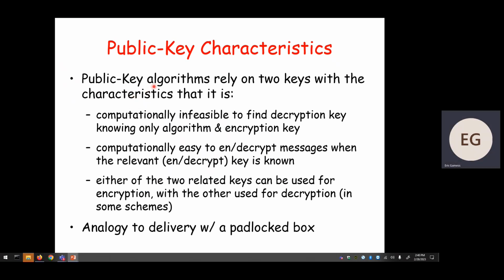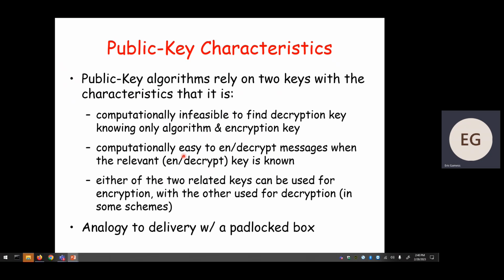So public key cryptography relies on two keys. The keys are generated in such a way that it is computationally infeasible to find the decryption key if you have the public key. If I have the public key, I cannot find the private key, or it is very difficult; it will take many years. We know that it is there, but we don't have the computing power.